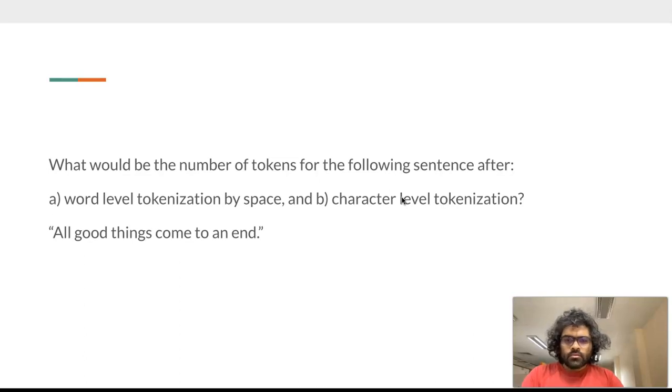Okay, so let's start with some easy problems. So this is the sentence. This question is related to tokenization. Can you please tell me the number of tokens that will be generated if we tokenize this sentence by space, and if I go for a character level tokenization? Just tell me and then we'll move forward.